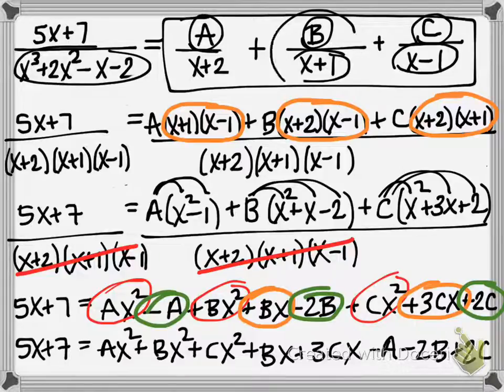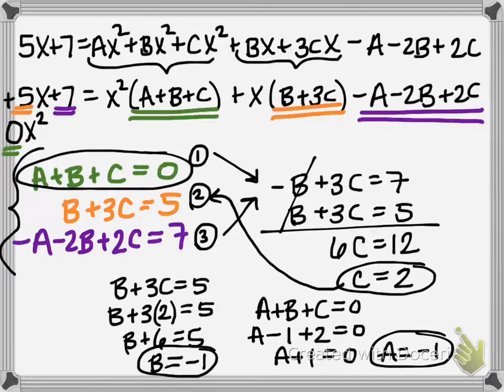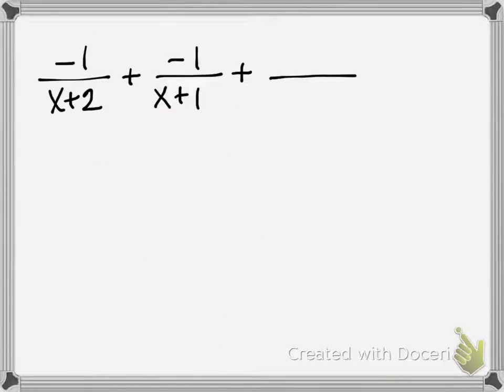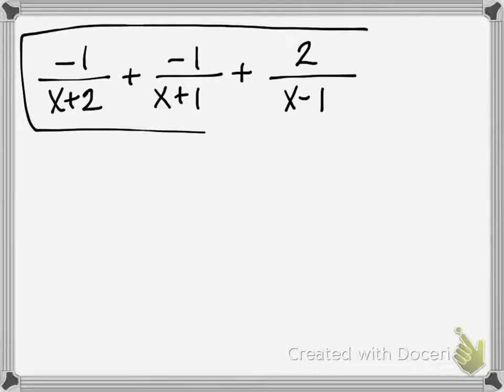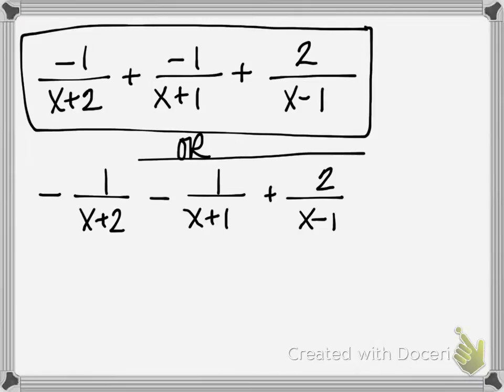Then our next fraction was b divided by x plus 1, and we got that b was negative 1 as well, so that would be negative 1 divided by x plus 1. And then our third fraction was c divided by x minus 1, and we got that c was equal to 2, so that would be plus 2 divided by x minus 1. These are our 3 partial fractions. Written another way, you could also write this as negative 1 divided by x plus 2, minus 1 divided by x plus 1, plus 2 divided by x minus 1. That would be acceptable as well.